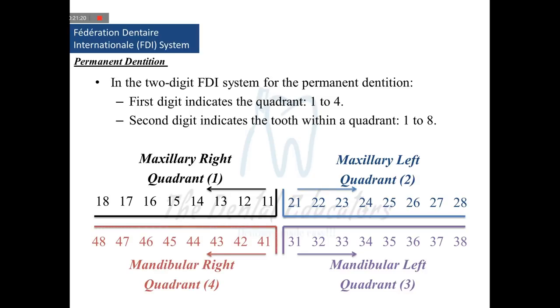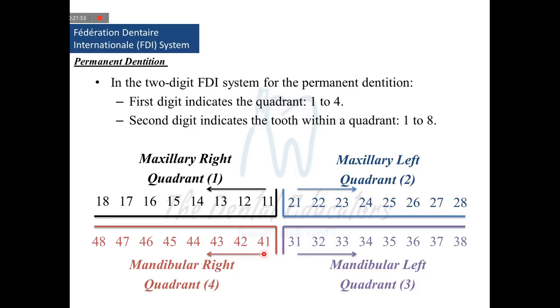So what do we see here in this case as well? That we counted all of the quadrants in a clockwise direction as we did for the deciduous dentition. Starting from the maxillary right quadrant, which was quadrant number 1, the maxillary left quadrant as quadrant number 2, the mandibular left quadrant as quadrant number 3, and the last quadrant is the mandibular right quadrant, which is quadrant number 4. So again we numbered all the teeth from the midline distally.